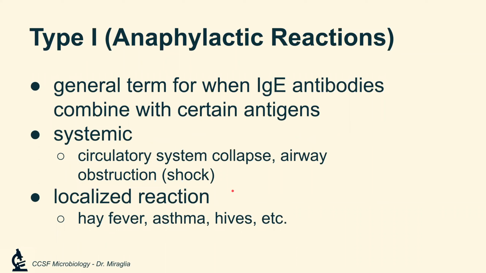So type 1, anaphylactic reactions, it's a very general term. I know you've probably heard the term anaphylactic shock, but it isn't necessarily anaphylactic shock. If you have hay fever, that's considered a type 1 anaphylactic reaction. Because this is a general term for when IgE antibodies combine with antigens and result in mast cells releasing histamine. And so if it's happening locally, then you'll see something like hay fever or asthma, or you might get hives on your skin. Now, when this happens systemically, that's when we talk about anaphylactic shock.